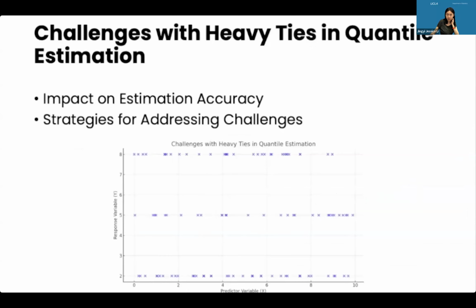Lastly, we'll talk about the challenges with heavy ties in quantile estimation. Heavy ties in quantile estimation can significantly affect the accuracy of our results. In this plot, on the y-axis we have the response variable, and on the x-axis we have the predictor variable. The cluster of points represents areas where heavy ties occur, indicating multiple data points with the same value. And so this is one of the challenges we experience. It can lead to inaccuracies in your results. It's important to address these challenges by finding a better fit model for your data.